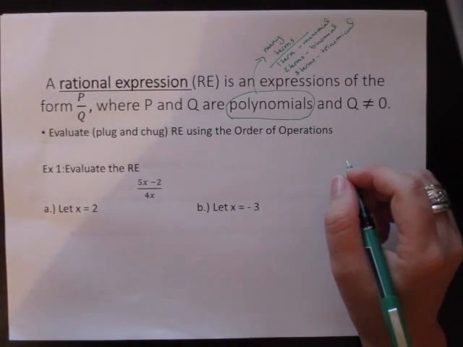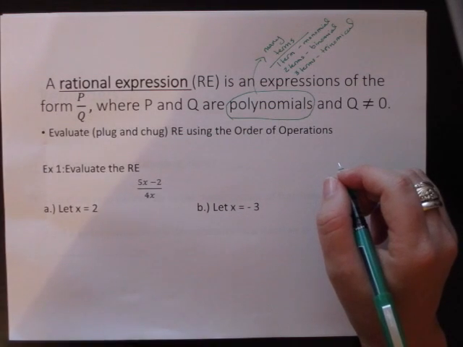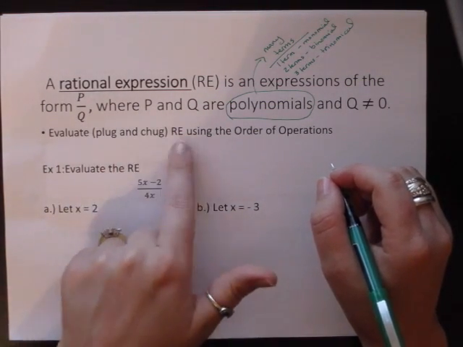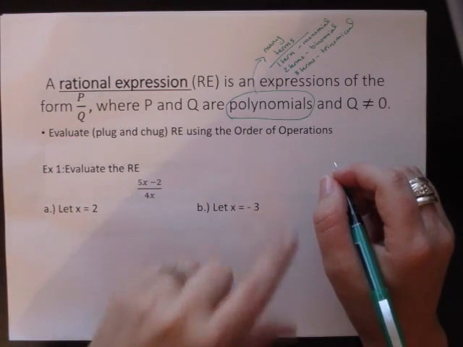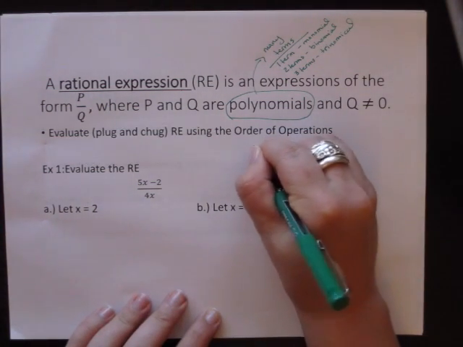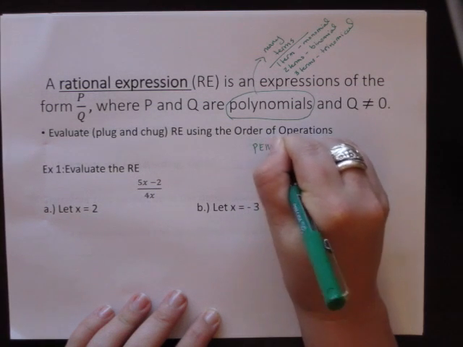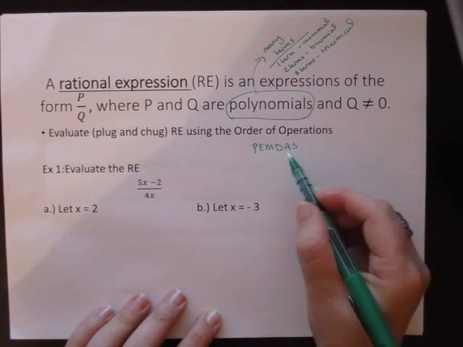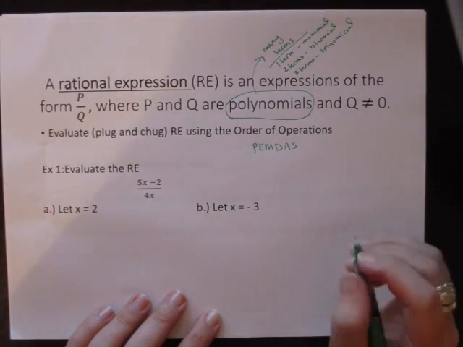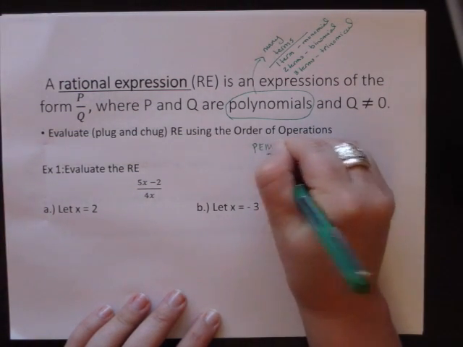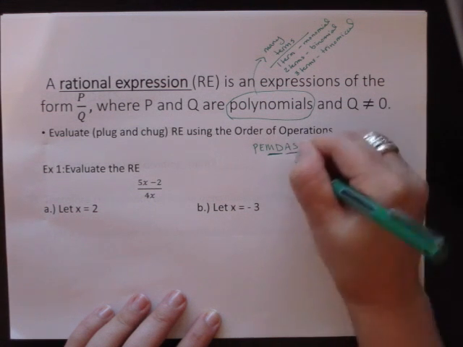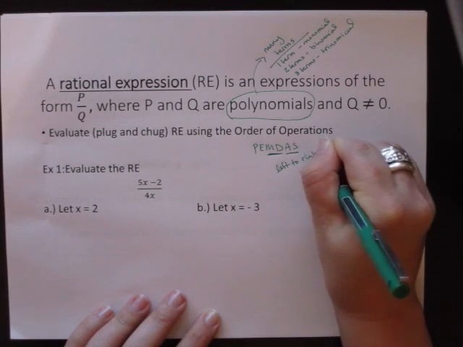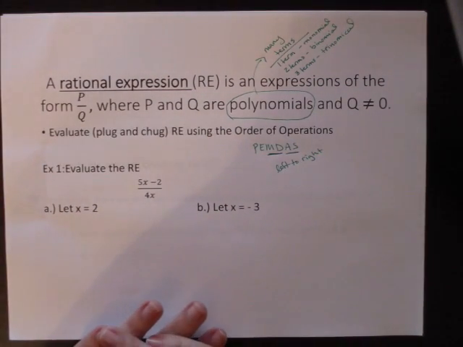So the first thing that we have to do with rational expressions is we have to evaluate. Whenever we evaluate, we plug and chug in the rational expression using order of operations. So this is where we do the Please Excuse My Dear Aunt Sally. Parentheses, exponents, multiplication, division, addition, and subtraction. Remember, when you're dealing with multiplication or division or addition or subtraction, you always work from left to right like you're reading a book. That's a common mistake that I see.